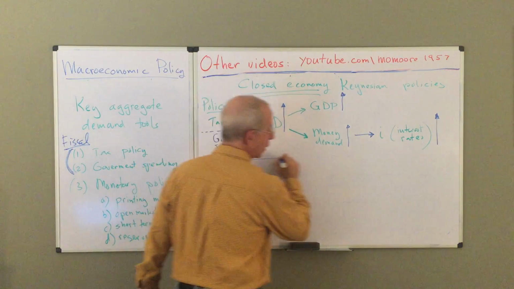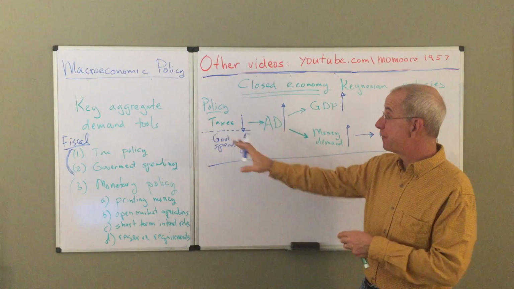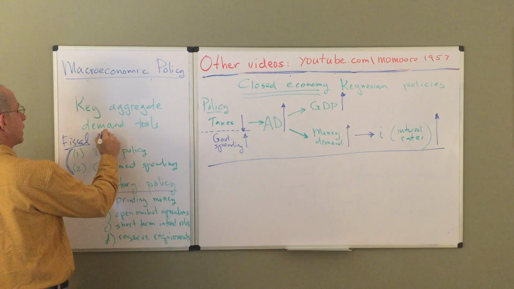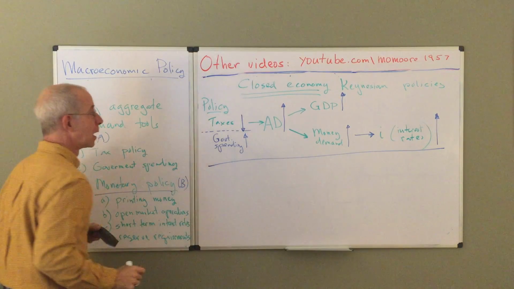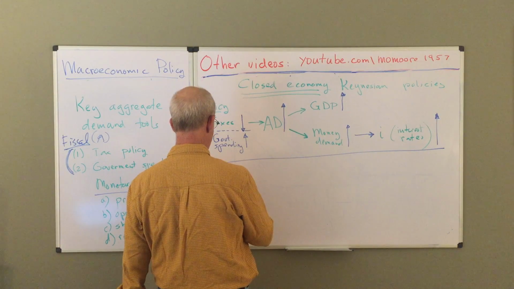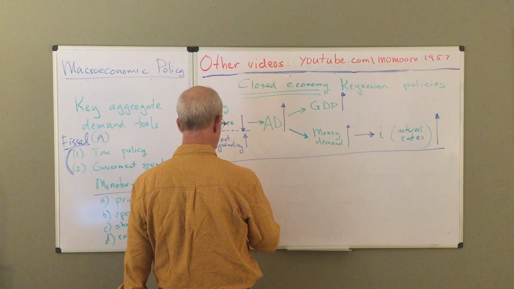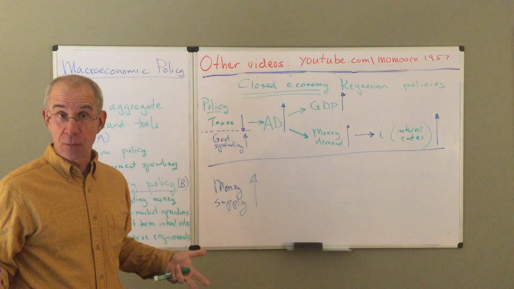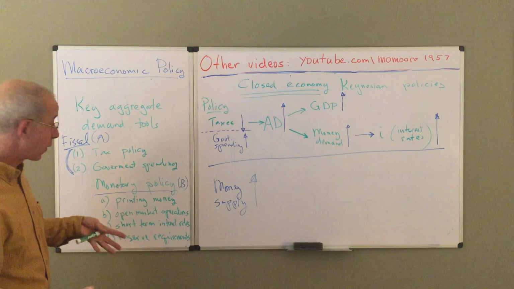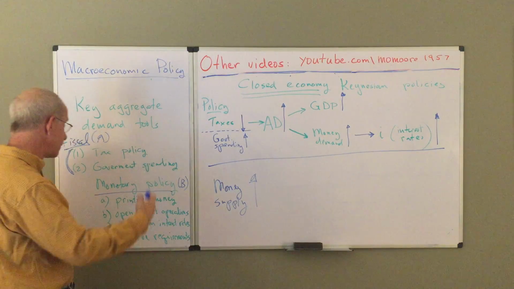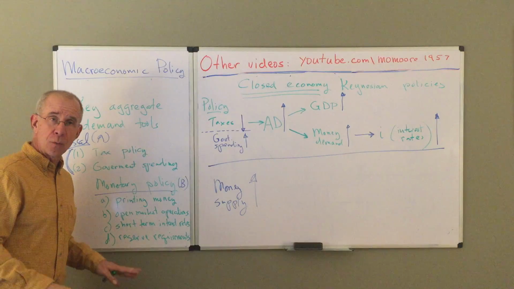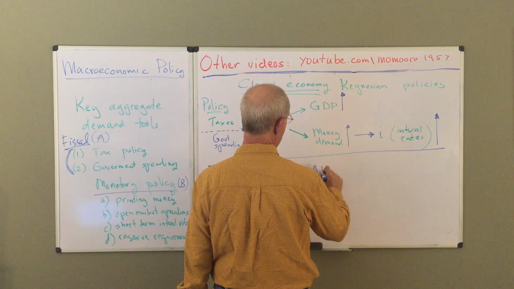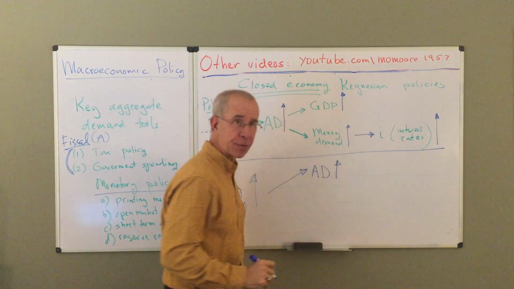Okay, so that's the closed economy version of fiscal policy. And actually, just to make this clear, let's call this A, and monetary policy is B. Now we have an increase in the money supply, say to get out of a recession. The Federal Reserve Board or another country's central bank prints money, buys bonds, decreases short-term interest rates, reduces reserve requirements. All of these things will increase aggregate demand.